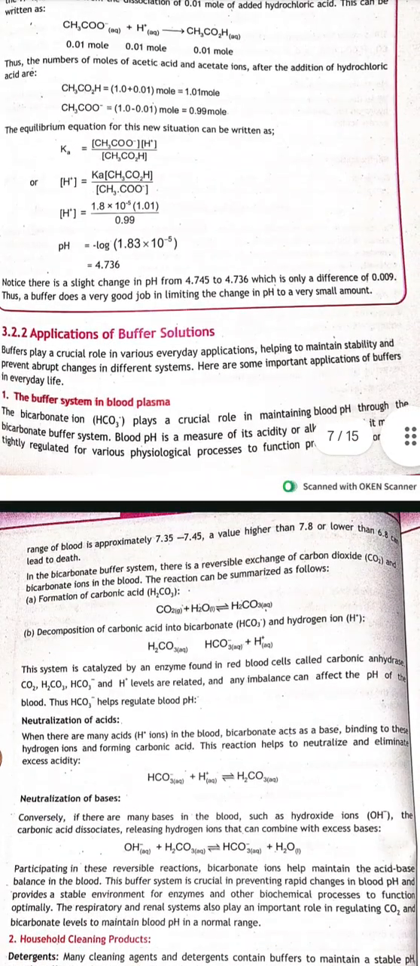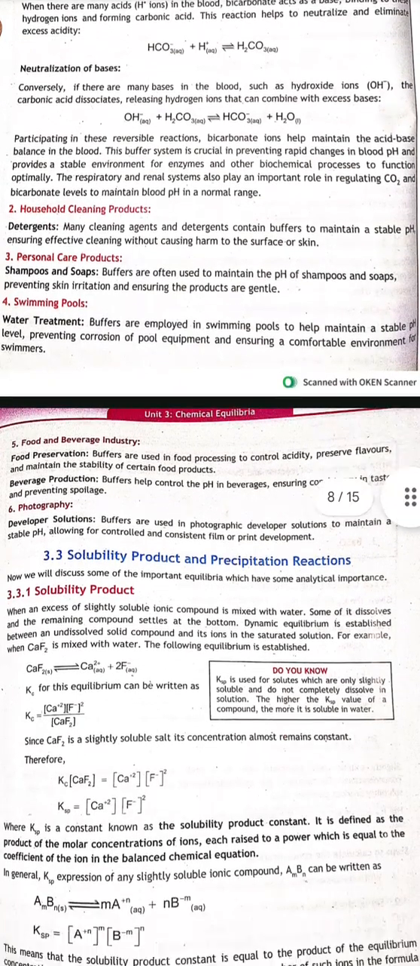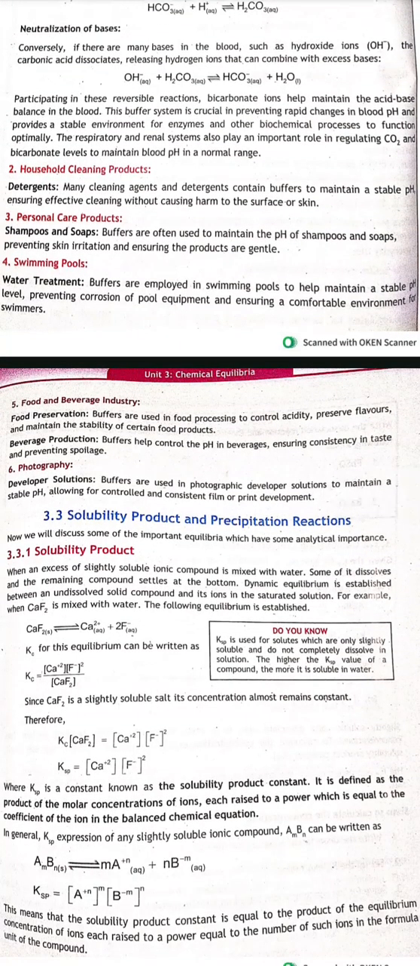This is the first application. Second application is household cleaning products. Many cleaning agents and detergents contain buffers to maintain a stable pH, ensuring effective cleaning without causing harm to skin or surfaces. Third is personal care products. Buffers are often used to maintain the pH of shampoos and soaps, preventing skin irritation. And fourth is swimming pools. Buffers are employed in swimming pools to help maintain a stable pH level, preventing corrosion of pool equipment and ensuring a comfortable environment for swimmers.